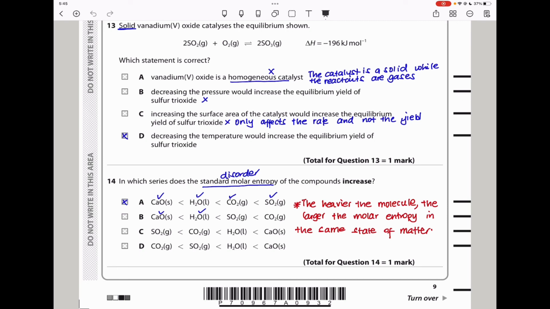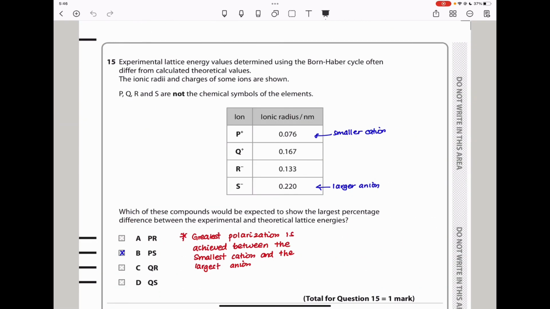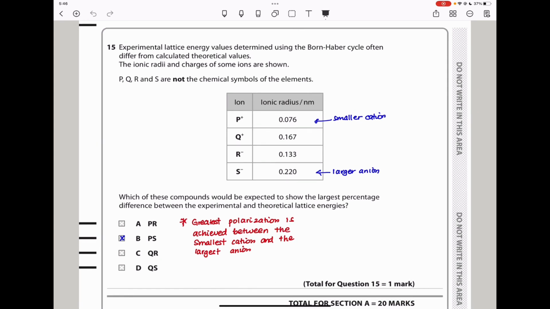Let's move on to question 15. Question 15 says experimental lattice energy values determined using the Born-Haber cycle often differ from the calculated theoretical values. The ionic radii and charges of some ions are shown. P, Q, R, and S are not the chemical symbols of the elements. So they ask, which of these compounds would be expected to show the largest percentage difference between the experimental and the theoretical lattice enthalpy or lattice energy? One thing we need to know is these are all ionic compounds, right? Remember, they can tell us the ionic radius.